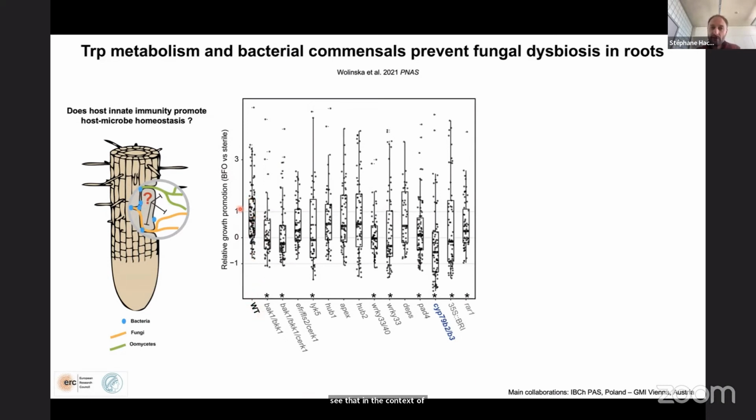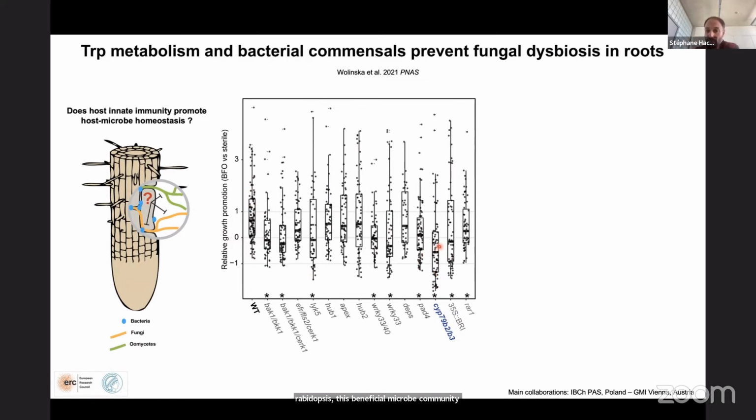And you can see that in the context of wild-type plants, in the context of an intact innate immune system, we see a microbiota-mediated growth promotion, which is impaired here in many of these immunocompromised plants that are indicated here with stars, really suggesting that an intact innate immune system is needed for microbiota-mediated growth promotion in our reconstitution systems. And I want to highlight your attention here to this cyp79b2 b3 mutant, which is an Arabidopsis mutant impaired in tryptophan-derived specialized metabolites. And you can see that by mutating these two genes in Arabidopsis, this beneficial microbial community becomes detrimental.